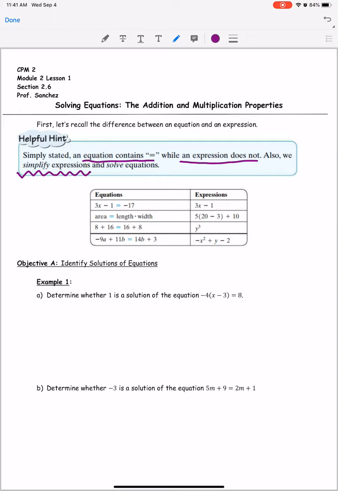Simplify expressions, solve equations. So you have some examples here of what an equation is, and then some examples here of what an expression is. It's right here in blue as to what the difference is. These all have equal signs in these equations. These expressions here don't have any equal sign at all.